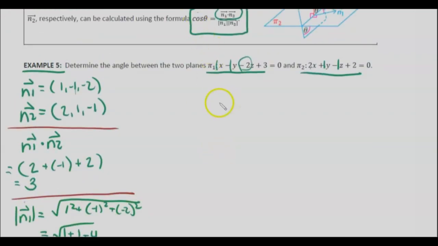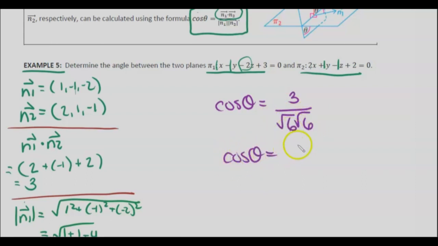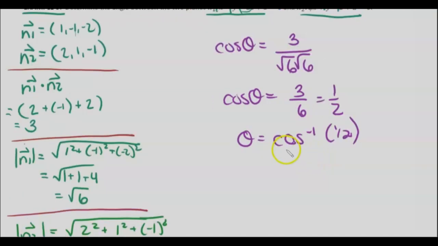So let's go ahead and put this into the equation. Cos theta equals 3 over √6 times √6. So we're going to have cos theta equals 3 over 6, which is 1/2. So theta equals cos inverse of 1/2. So theta equals 60 degrees.